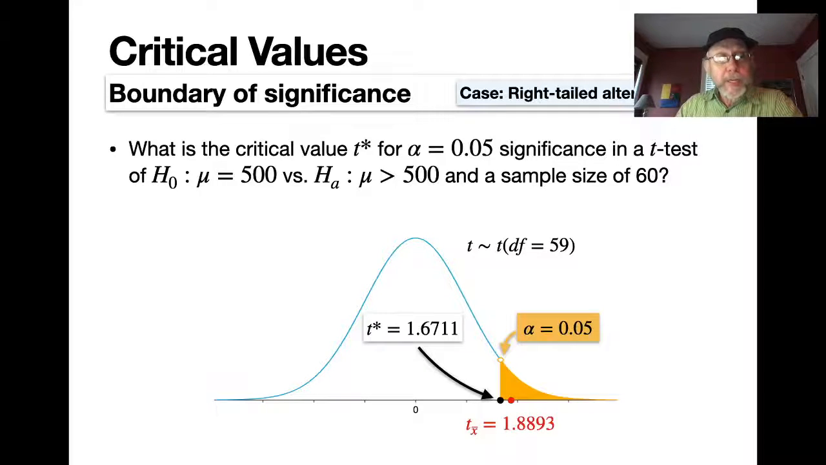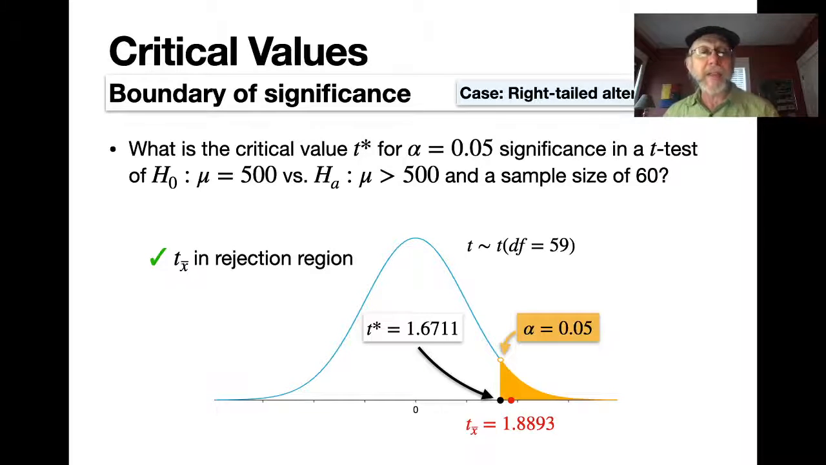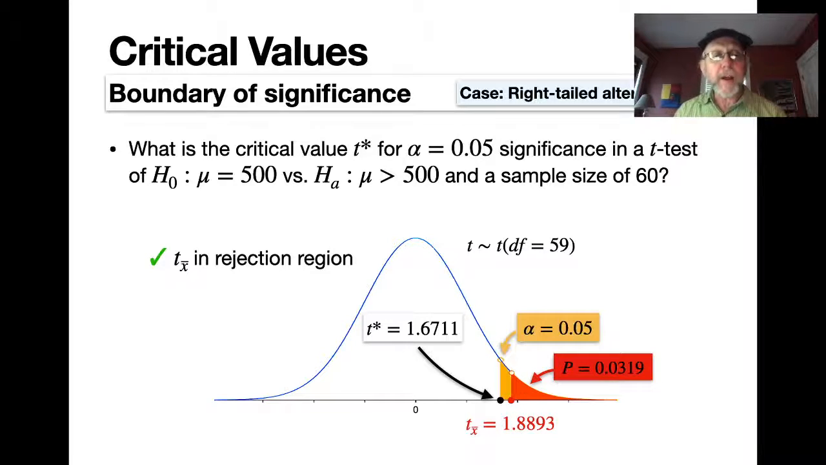You'll recall that our actually observed t-score was the t-score for x bar of 1.8893. And so we do see that our observed t-score is in the rejection region. And so that tells us that we're going to reject the null hypothesis at the 5% significance level. You can also see by looking at the area to the right of our observed t-score of 1.8893 that the p-value is going to be indeed less than 5%. You'll recall it was 3.19%. So if you want to look at it from the point of view of the p-value criterion, then p is indeed less than alpha. And so this is an independent way of seeing that, yes, indeed, we're going to reject the null hypothesis at the 5% significance level.